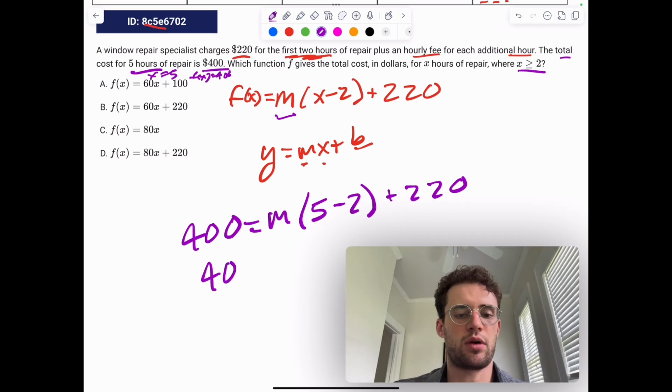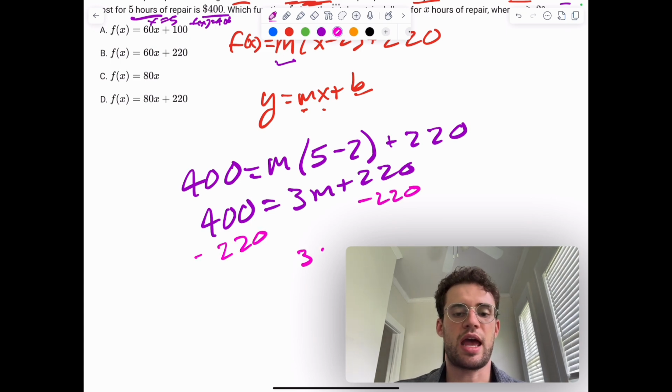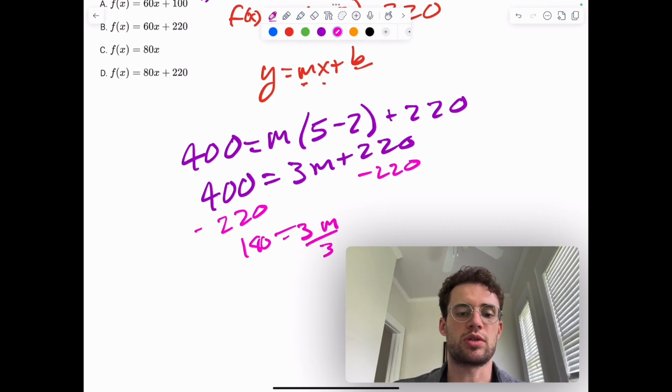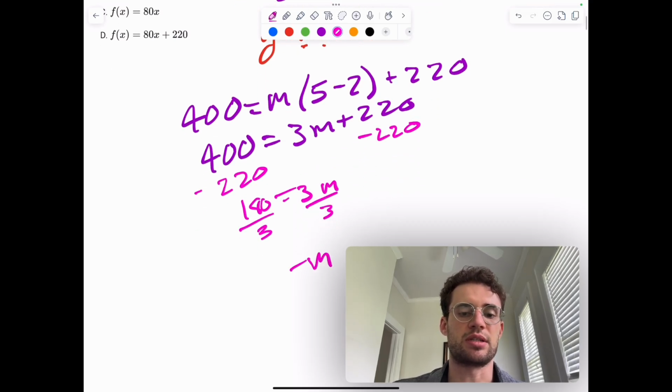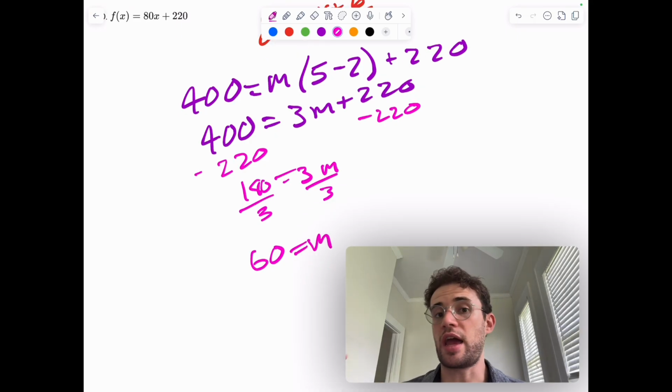That gives us that 400 equals 3m plus 220. And now to solve for m, you just subtract 220 from both sides. That gives us that 3m is equal to 180. And then we want just 1m, so we'll divide both sides by 3. Gives us that m is equal to 60. All right, so his hourly rate is $60 for all of the hours of work after the first 2 hours.